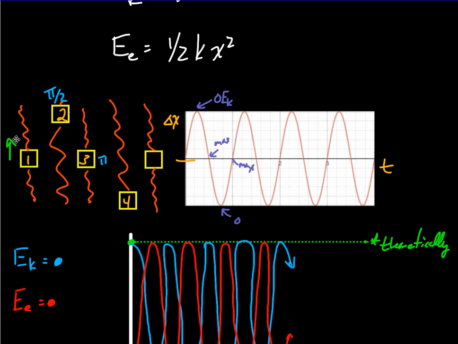Okay, so they're fixed. Now I take the object and I pull it to the side. I'm stretching the spring, right? As I stretch the spring, I have to do work. So I'm moving it to the side. I'm pulling on that spring, moving it over.